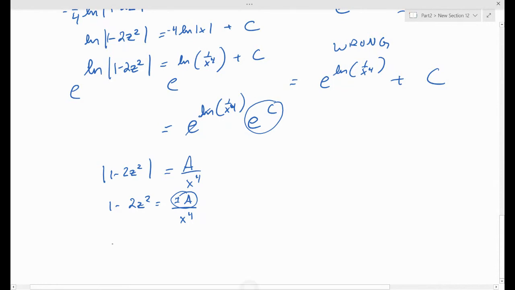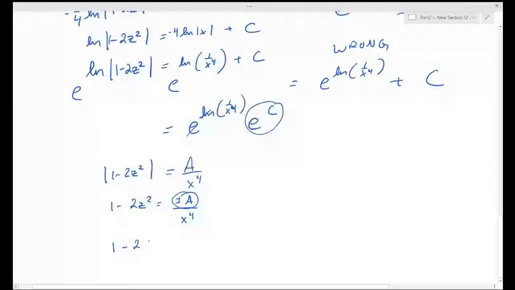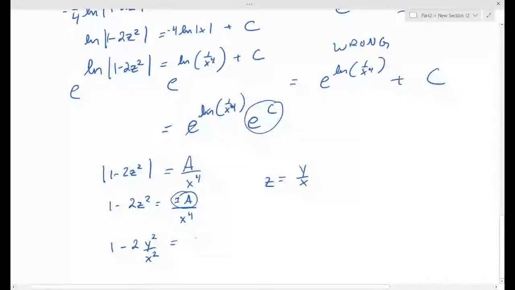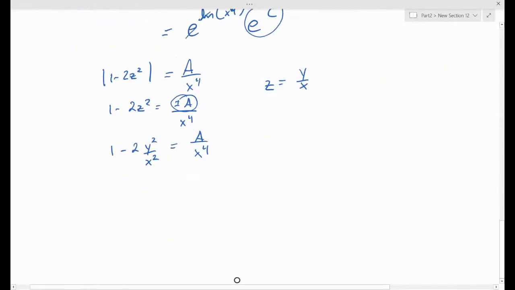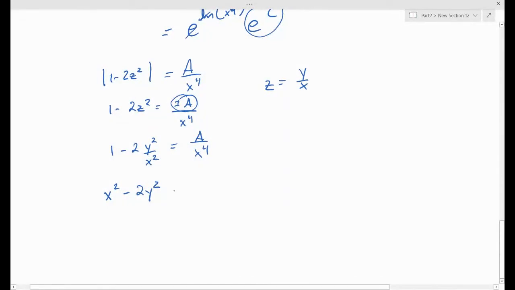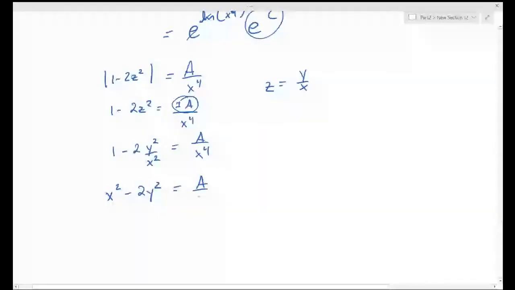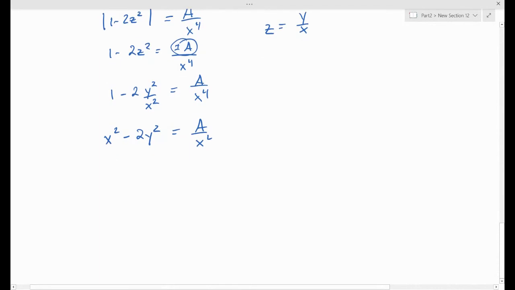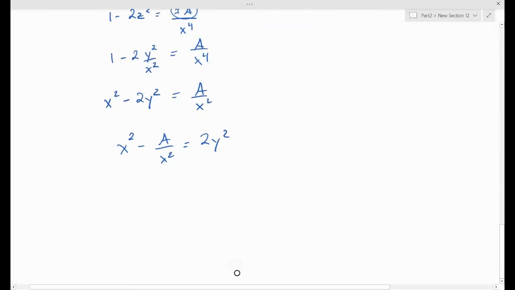And then back substitute. We know z is really y divided by x. And maybe you can try to solve for y explicitly by just doing some quick algebra. Okay, so divide by 2 and take the square root.